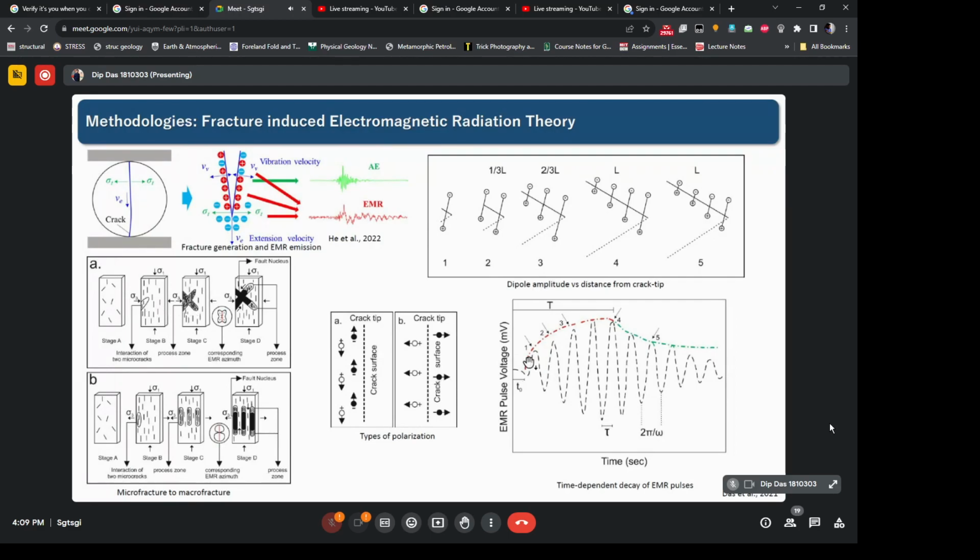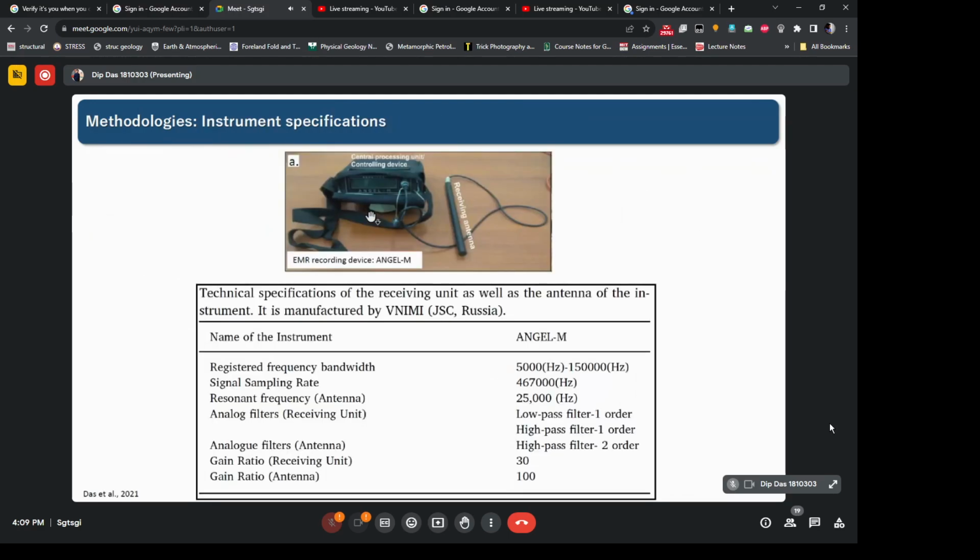And here in this diagram, we see that the pulse voltage also increases up to that point. After a certain time, these microfractures will coalesce and give rise to a macro failure. As soon as the macro failure generates, the amplitude drops suddenly, as you can see from this diagram here. Now this is the device, which has a receiver antenna and a processing unit, and it displays the data. These are the technical details of the instrument.